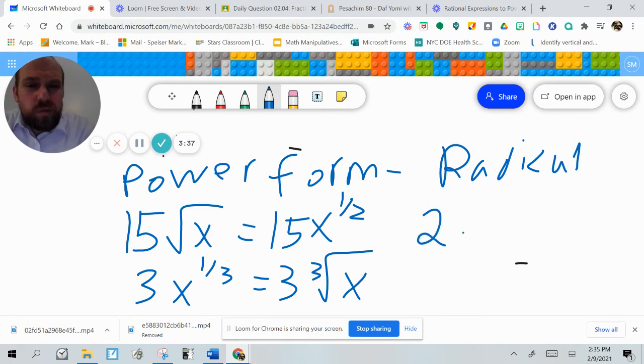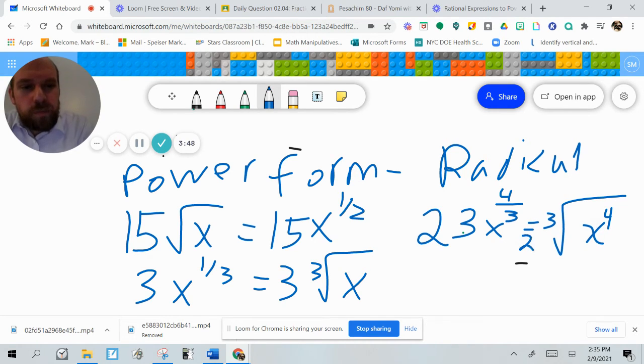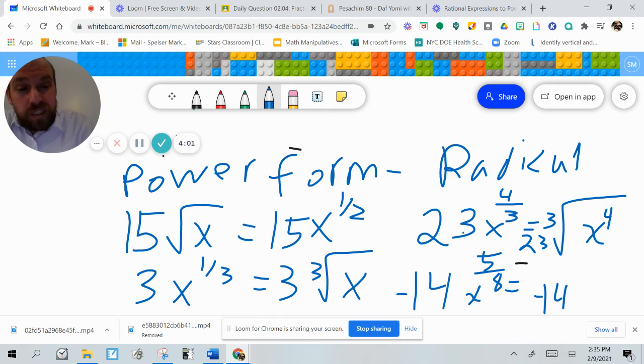Let's say I had 23 x to the 4/3. That would be the cubed root of x to the 4 with a 23 in front. One more example before I erase. 14 negative x to the 5/8. That would be -14 8th root of x to the 5. You notice these numbers are always outside. We're not dealing with numbers in parentheses, numbers in any other location as such.